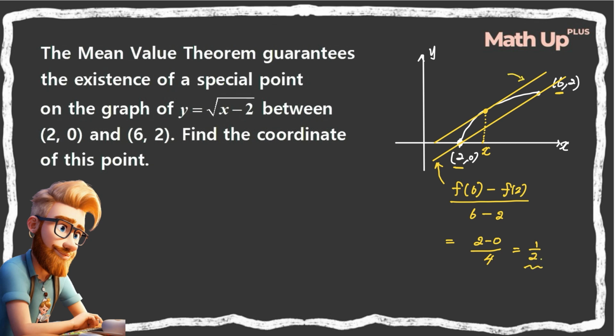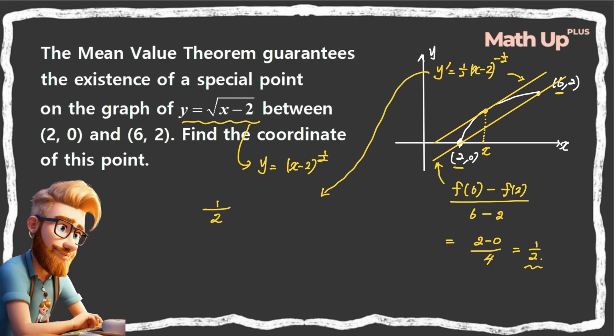The slope of the tangent line is y prime, right? So y prime is equal to, since y is the square root of x minus 2, that's (x minus 2) to the power of 1/2. That's 1/2 (x minus 2) to the negative 1/2. So let me write the slope down here. 1/2 times (x minus 2) to the power of negative 1/2, that's 1 over the square root of x minus 2, and this is equal to 1/2.